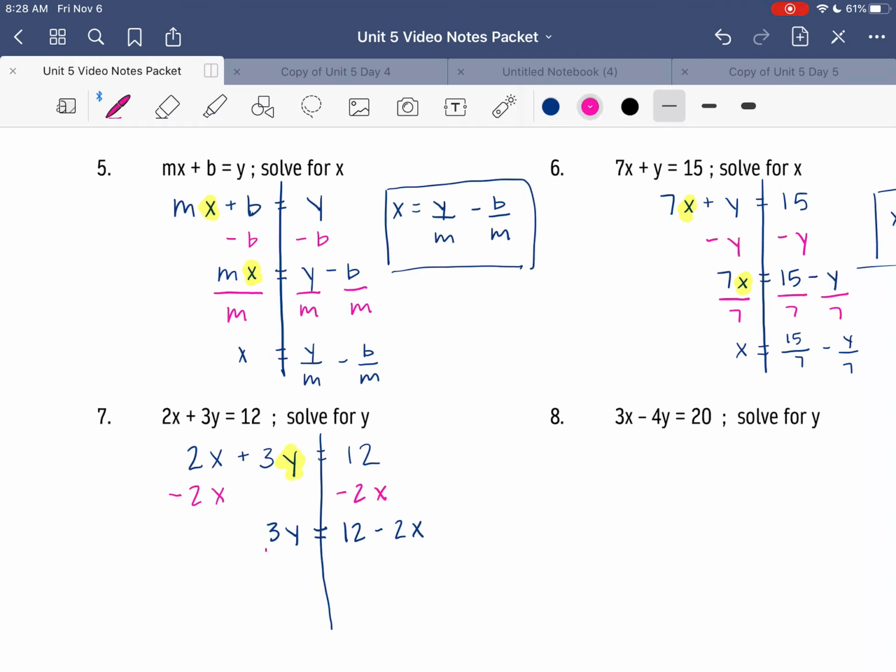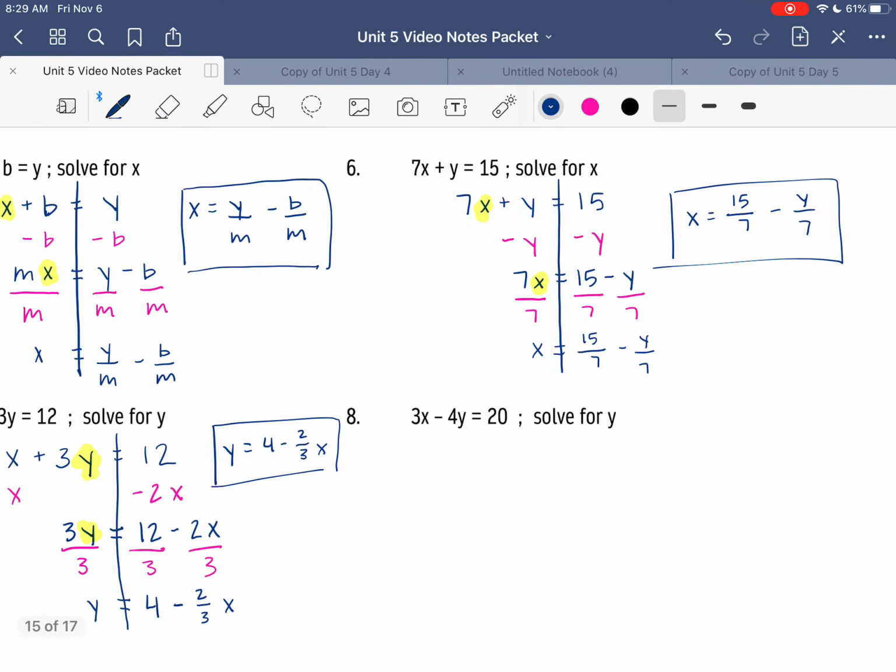And then my last step will be to divide everything by 3 because I'm still trying to get this y by itself. So I'll get y equals, and this is where having the division separate I think kind of helps. 12 divided by 3 can be simplified to 4, and then 2 divided by 3 is just 2/3 x. So when we solve, we get 4 minus 2/3 x. And now this is an example of, we would want to do something like this if we were trying to graph this equation. We would have to get it in slope-intercept form and be able to graph.